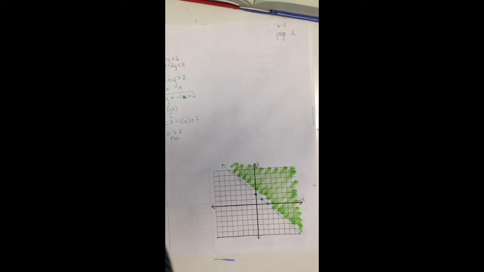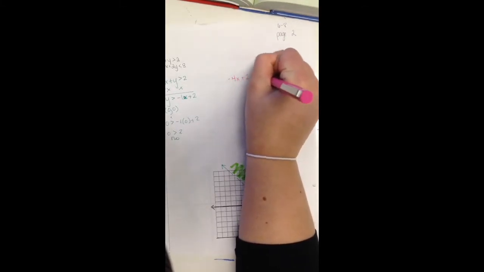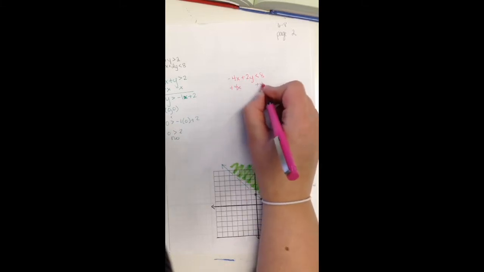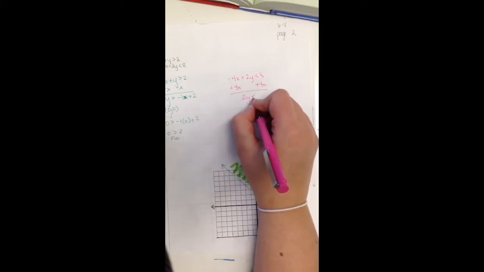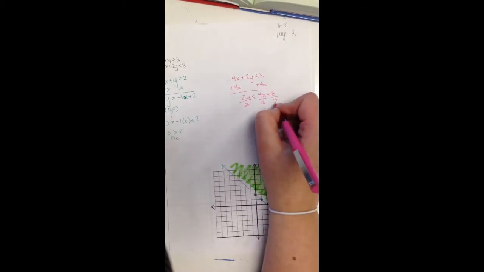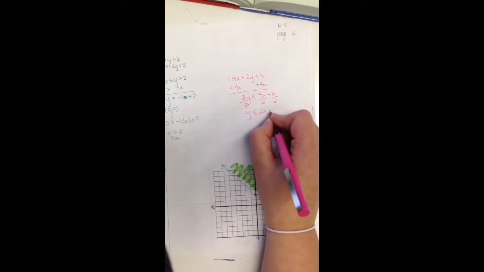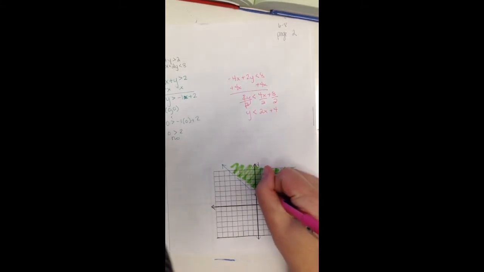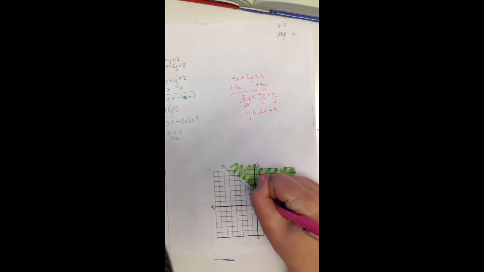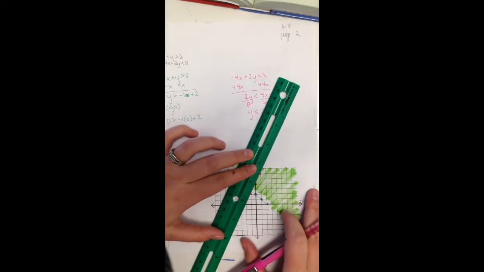Okay. Then I have -4x plus 2y is less than 8. I want to get it to slope-intercept form, so I'm going to add the 4x. I get 2y is less than 4x plus 8. Divide both sides by 2, and because I'm dividing, I have to do it to each term. Y is less than 2x plus 4. My intercept is at 4. I have a slope of 2, which means rise 2, run 1. And I have just less than, so it's a dotted line again.